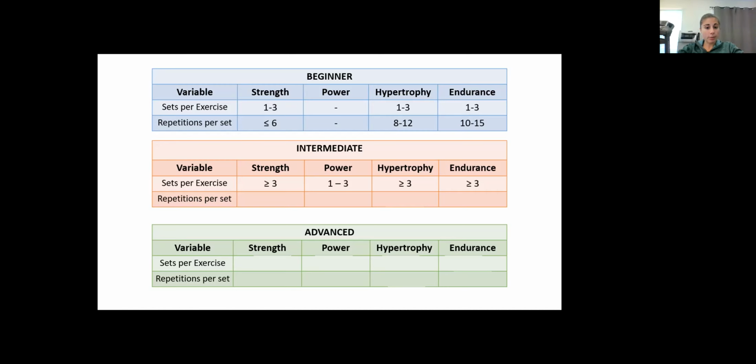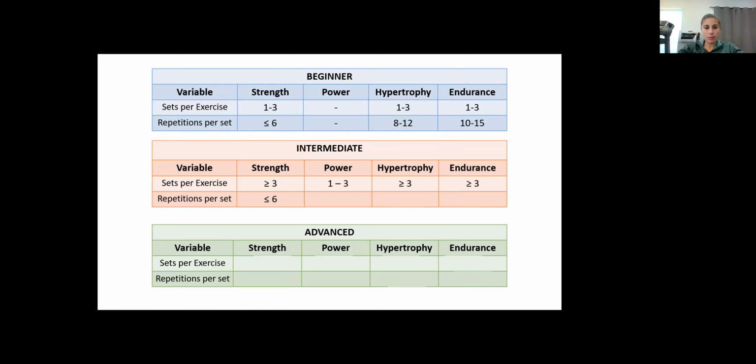So again, for strength, it's going to be less than 6. That's going to be across the board, just so you know, even for advanced. So less than 6 is strength. And again, you need the appropriate weight to stimulate the adaptations for strength. So it needs to be heavy weight, low reps. Okay. That would stimulate strength.